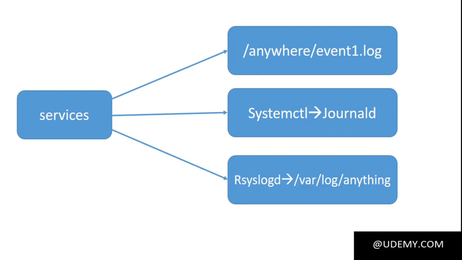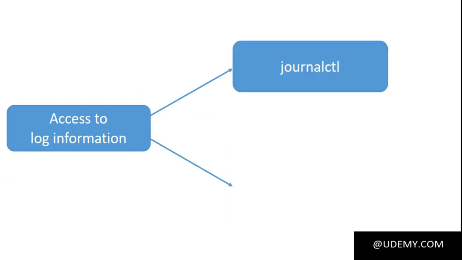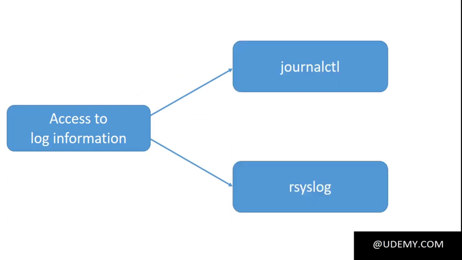Now, what if you want to access the logging information? Well, then you have two choices: journalctl and rsyslog. Journalctl is used to grab log information from journald, and rsyslog is the classical logging method. You may ask, should we use journalctl or rsyslog to maintain our logging information? We can integrate both rsyslog and journald. The rsyslog messages will be sent to journald or vice versa. The facility is not enabled by default.